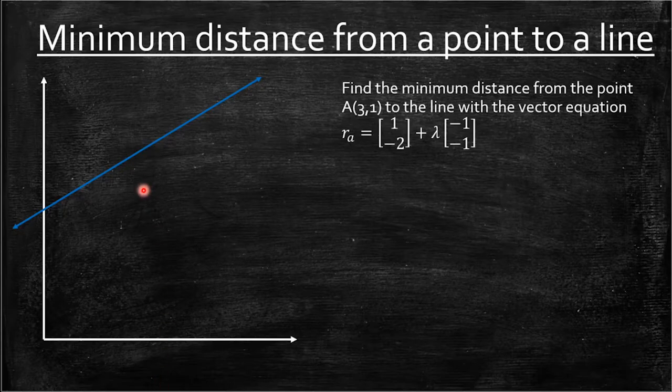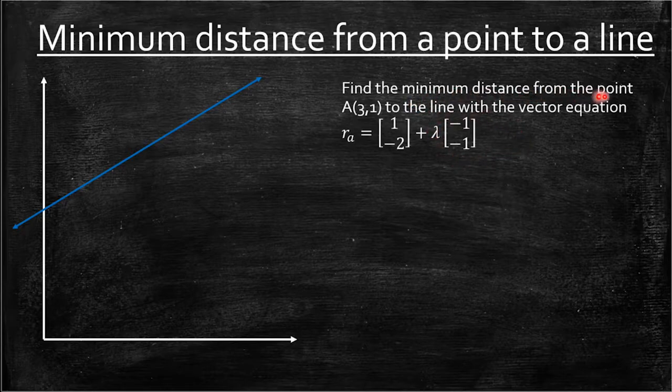Hey guys, in this video we're going to look at how to find the minimum distance from a point to a line. Now, to understand the concepts taught in this video, you need to have an understanding of the scalar or dot product, and you also need to understand that when the scalar or dot product is 0, two lines are perpendicular to each other. Let's get into the question.